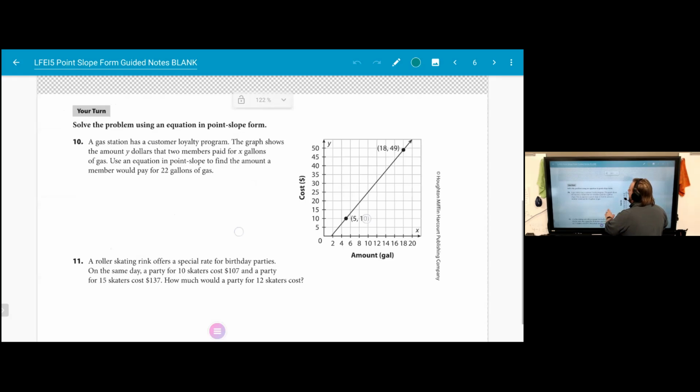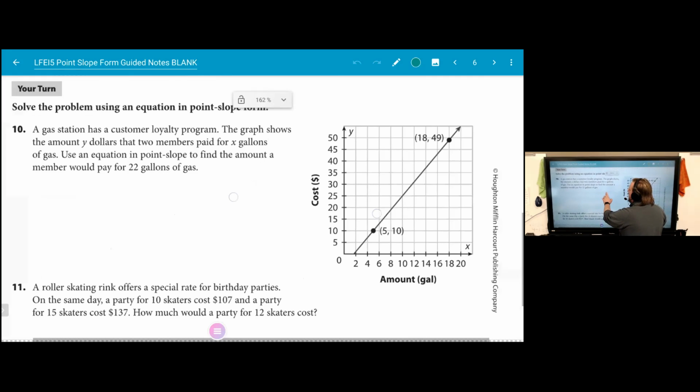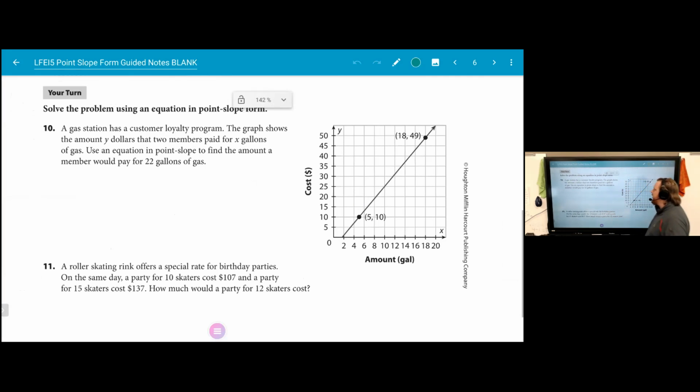Here is your job. We're going to solve the problem using an equation in point slope form. So you've got 2 your turns to give a shot. Go ahead, give them a shot, and we will come back and talk about them shortly.